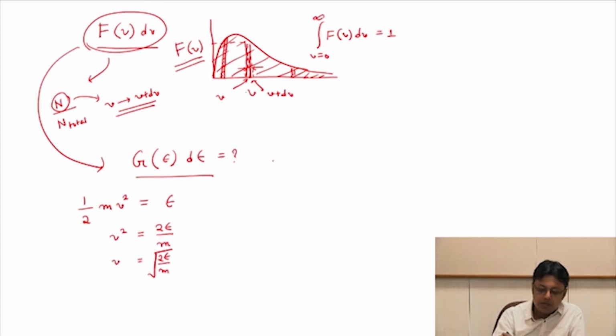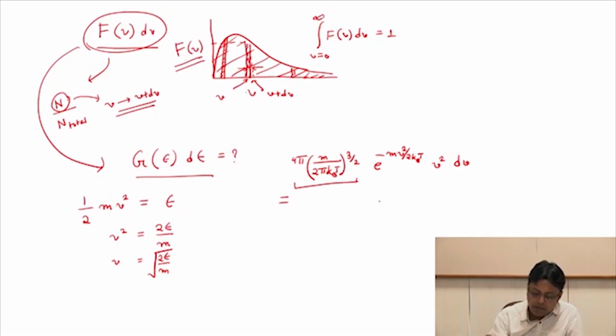So the speed distribution, if you remember, we wrote as 4 pi into (m by 2 pi kBT) raised to 3 by 2, e to the power minus mv square by twice kBT, v square dv. Now we have to replace these terms. Looking at e to the power minus mv square, you know that half mv square is the kinetic energy. So this is nothing but e to the power minus epsilon by kBT.